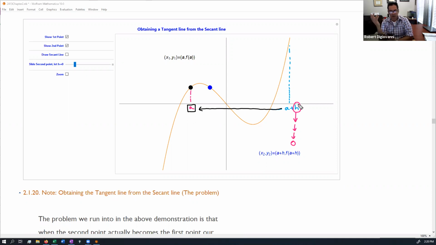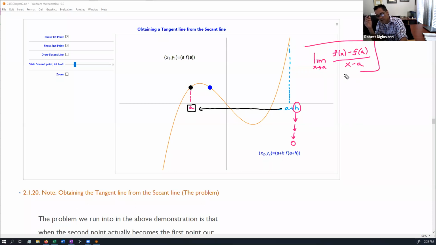Now, let's see, how would this change our formula? Because we knew the formula we were using was this: limit as X goes to A of f of X minus f of A over X minus A. That was the first definition I gave you for the slope of the tangent line. That's what we've been using. But if we're going to use this second approach, then the limit is no longer going to let X go to A, because we have no X in the problem. The thing that we have is H. So we're going to let H go to 0. That should slide this point over.